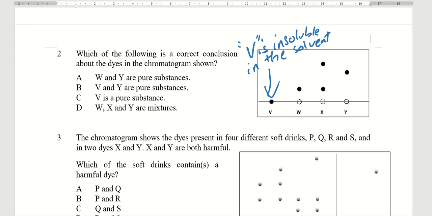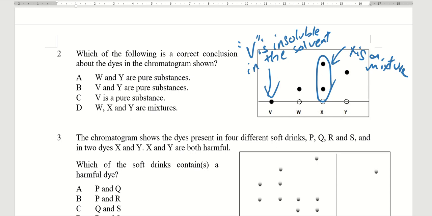Okay, on the other hand, W, X, and Y are able to show us something. Next thing you notice is that W and Y are singular, while X has more than one. So when a chromatogram shows you more than one dye inside, this tells us that X is a mixture. Okay, X is a mixture. It's made out of two things. It's unlike W and Y. W and Y are actually made out of one thing.